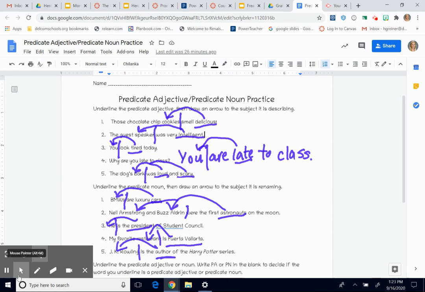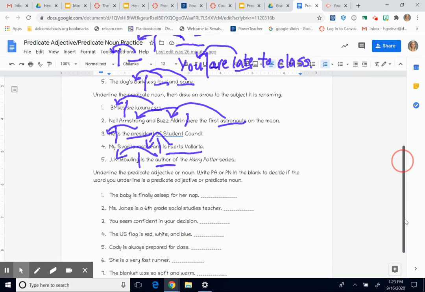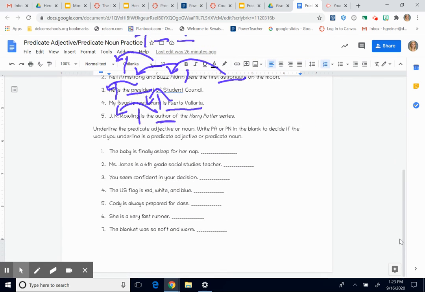Now we are going to come down to the bottom section, and we are going to underline the predicate adjective or noun. And then we are going to write if it is a predicate adjective or a predicate noun in the blank.